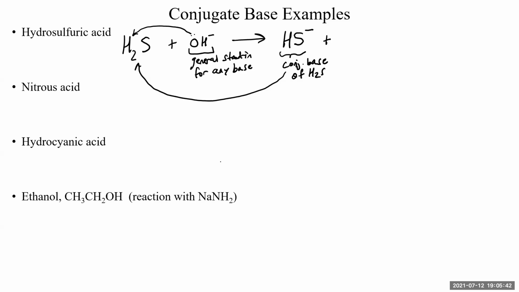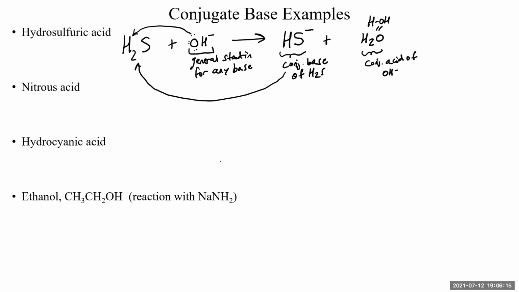What's the other side of this? The other side of this is H2O, hydrogen hydroxide, right? Which is water. Water, remember, is the conjugate acid of hydroxide ion. Remember, these are all just relative terms. Water is not an acid all on its own, but in this context, water is the conjugate acid of hydroxide, which is a base.